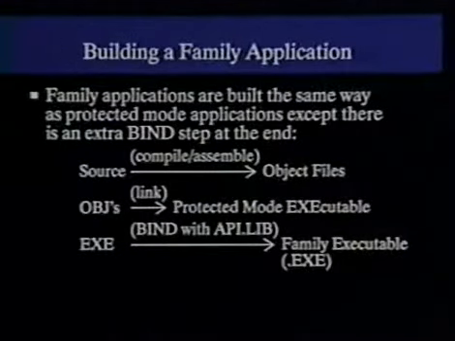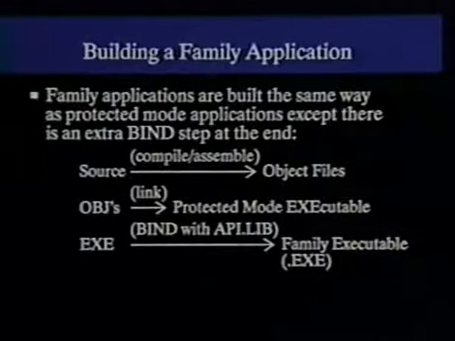Let's look at how you would build a family application. The steps you take are exactly the same as you would for building a normal protected mode character application. You have your source code, run it through the compiler or the assembler, take the object files from that, run it through the linker, and you get a protected mode executable that will run under OS2. You can then take that executable and run it through the bind program which we provide in the software development kit. This attaches the API library and the stub loader. And at the end of this process, you get the family executable.